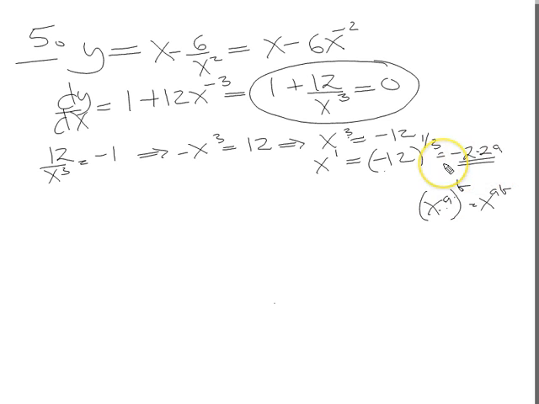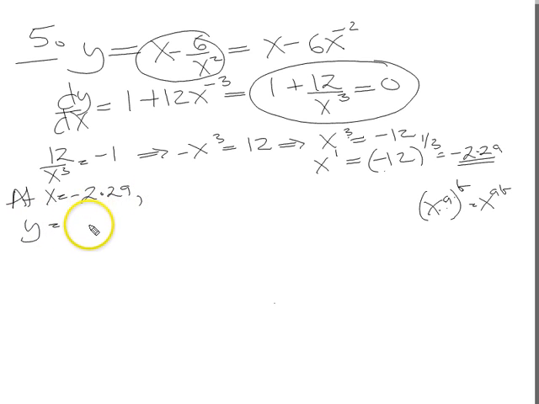That's our input value. What's our output value then? This is the easy one to use, isn't it? When we're working out the value. So at x equals -2.29 then, y equals, well, it's going to be x minus 6 over x squared. So I'm just going to write it down again. So it's -2.29 is the x, minus 6 over -2.29 squared, yeah? Tap that in the calculator then.